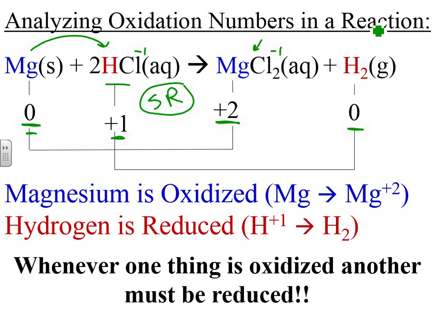This will always happen. You can't have just one being oxidized, because whoever's oxidized is giving up electrons. Those electrons must go somewhere, and they go to the species being reduced. And that's kind of the idea here. So this is a classical example of an oxidation-reduction reaction.